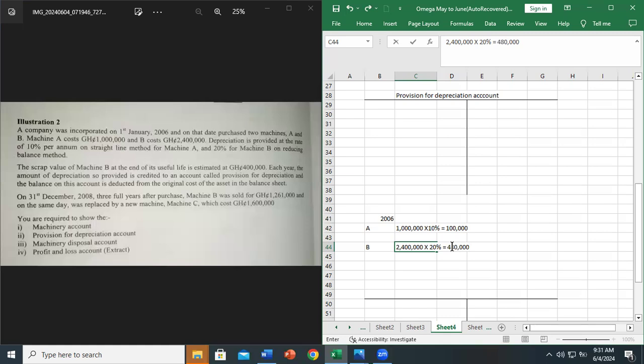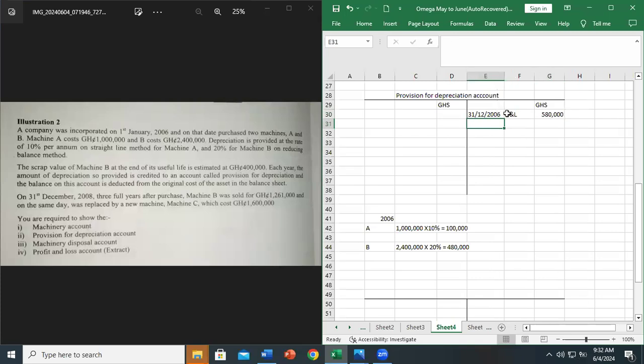Okay, so 2,400,000 times 20%. Yes, 480,000. So it means for 2006, cumulatively, we have a total depreciation of 580,000. So we go into the provision for depreciation account and put in 31st December 2006, profit and loss. You can write it in full, profit and loss, or you can do P&L like this, 580,000. So that is for 2006.